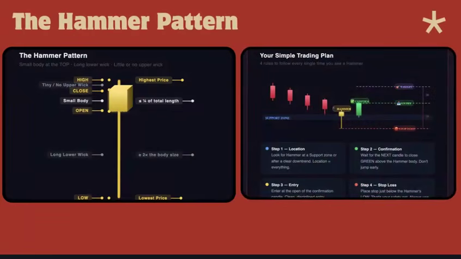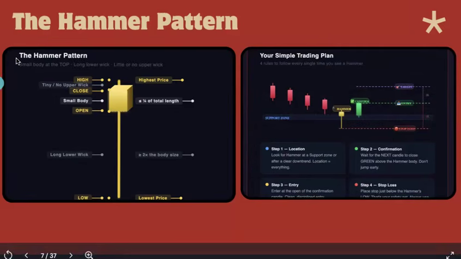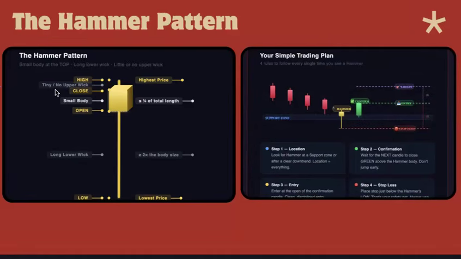So the first one is the hammer, a widely used bullish reversal pattern. So you can see a body over here and a wick at the bottom. We do have a small wick upside. So a hammer contains a small body at the top, a long lower wick, and little or no upper wick.